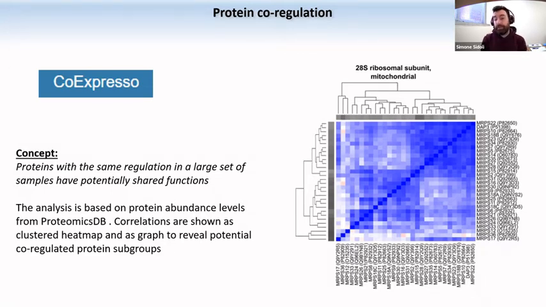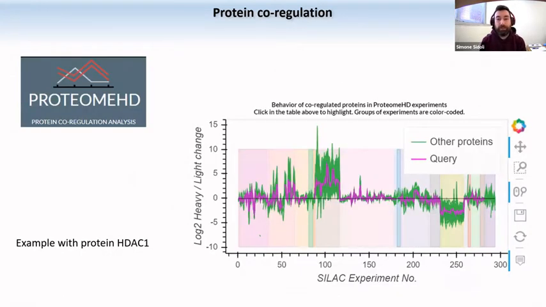And there is software available online where, if you paste a set of proteins or even just one protein, it can tell you what other proteins seem to have exactly the same trend across all of these proteomic experiments. One of them is called CoExpression. I'm sorry, I forgot to put the citation here, but you can look for CoExpression on the web. And another one is called ProteomeHD.